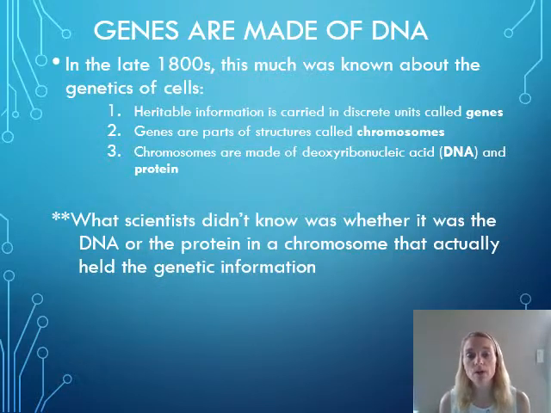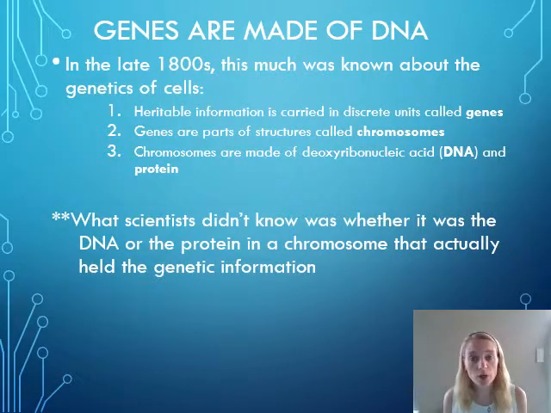They knew information was coded on these little short regions of the chromosome called genes. They knew that genes were part of these chromosome structures they could see in the microscope. And they knew that chromosomes were made out of DNA and proteins. So the DNA is organized and wrapped around proteins. And so they kind of knew that much. But the big question mark was, is it the DNA that is holding all of the code for life, or is it the protein that's holding all the code for life?